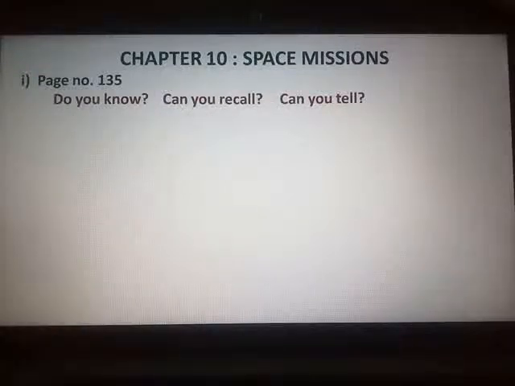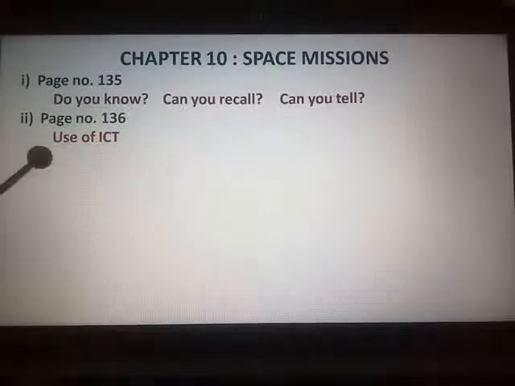Turn to page number 136. Towards the bottom, you have one small green colored box, Use of ICT, that you have to remove out. Page number 136, towards the bottom of the page, Use of ICT, green colored small box, you have to remove. Page number 137, page number 138, you do not have any reduction.